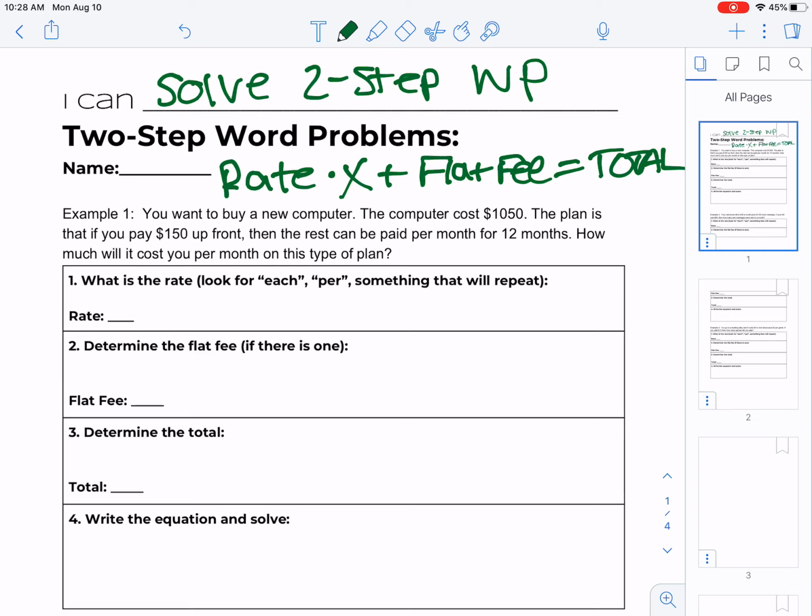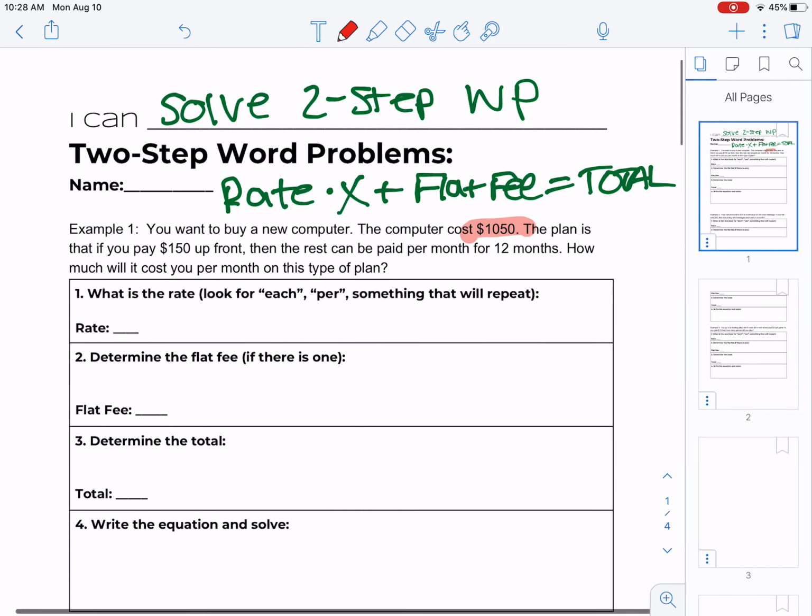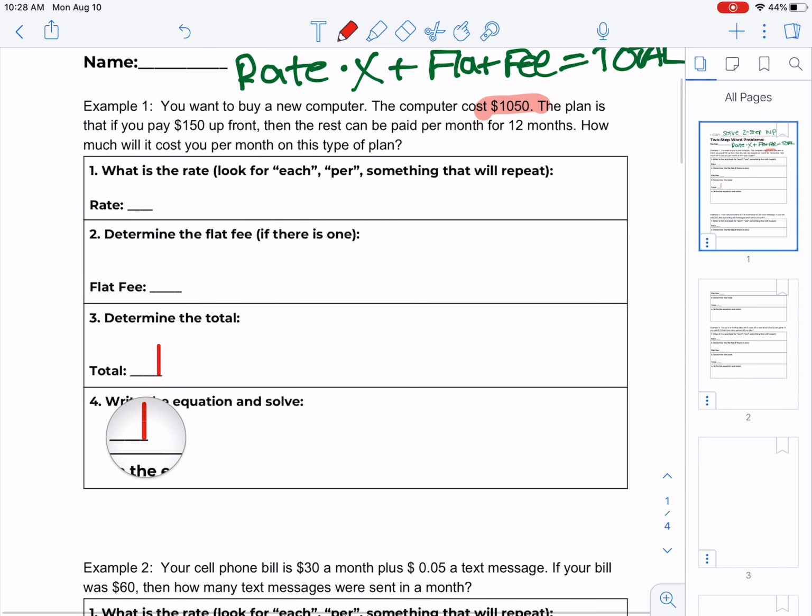Okay, so let's go ahead and read the first problem and see if we can find the three numbers that we're dealing with. So we want to buy a computer. The computer costs $10.50. Since the computer costs $10.50, $10.50 is our total. So we can go ahead and fill in our total. The computer cost a total of $10.50. Then it says the plan is that if you pay $150 up front, then the rest can be paid per month for 12 months.